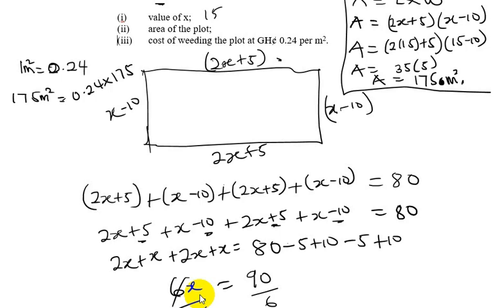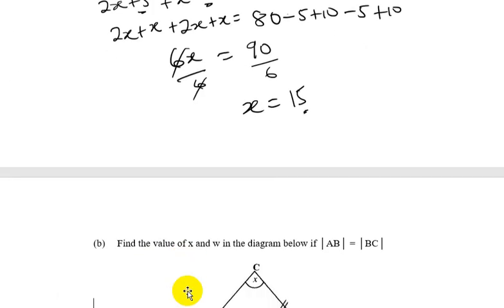So the cost will be 42 cedis to weed that plot of land. So that is all for this one. That is question 4a, so let's go to question 4b.